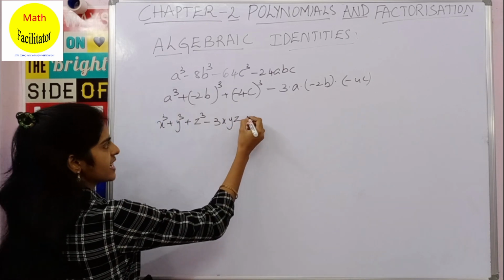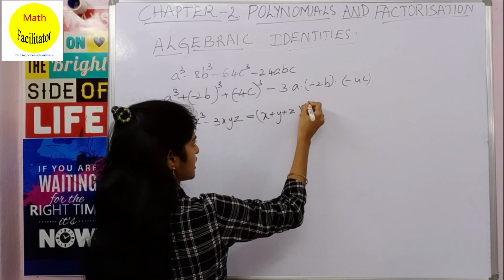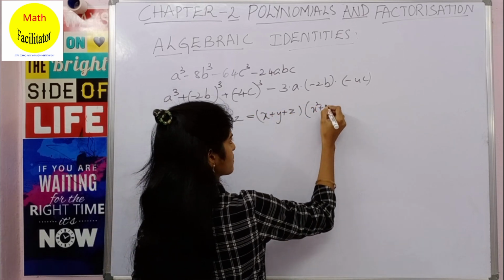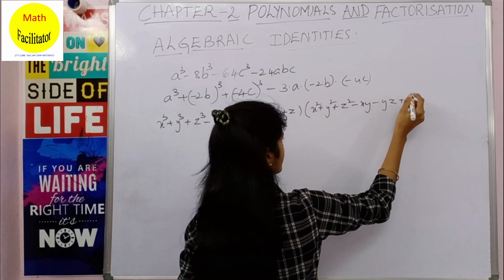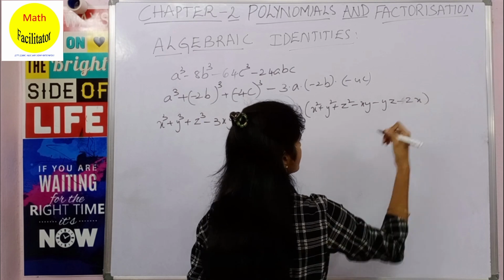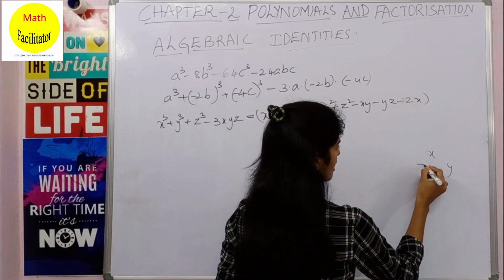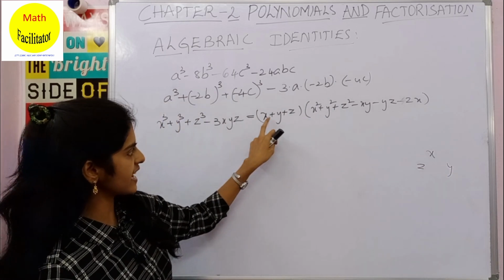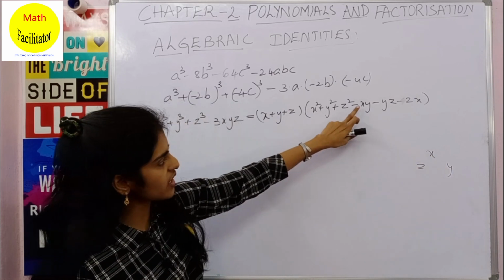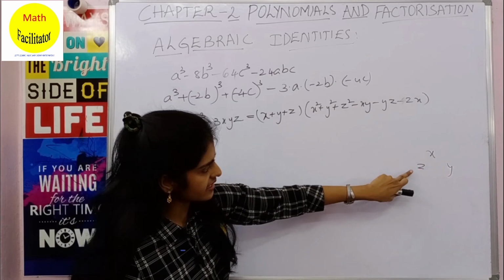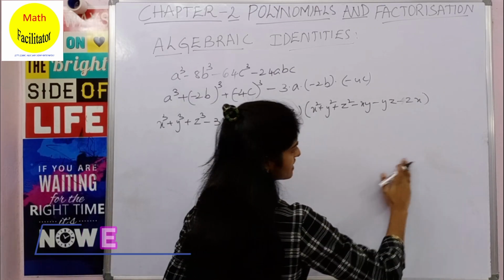Clear? So what is the identity? It is nothing but x plus y plus z into x square plus y square plus z square minus xy minus yz minus zx. So this is the identity. Clear? Always you see x, y, z are in cyclic order, so you don't miss the order. So here you see x plus y plus z, again you have squares, x square, y square, z square, then you have xy, yz, zx. Clear? So remember them in cyclic order so that there is no confusion for you.